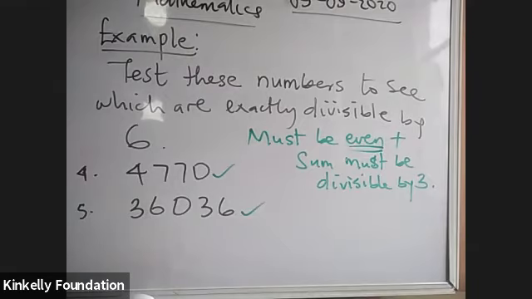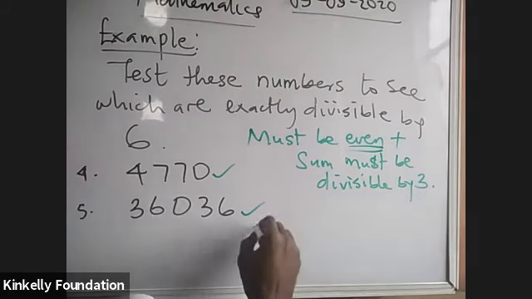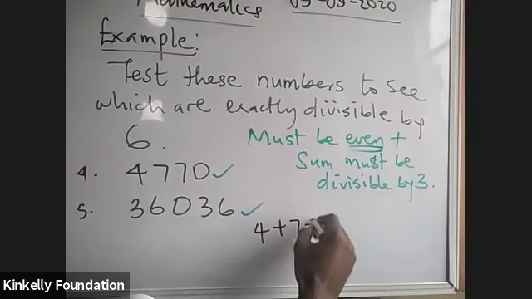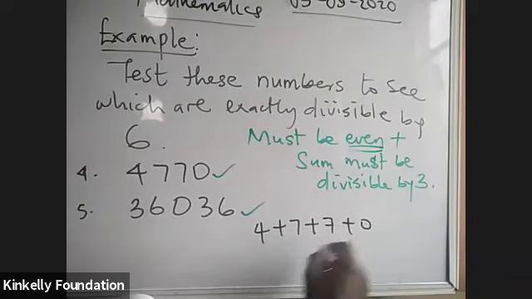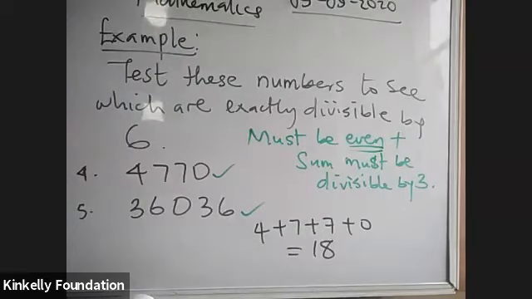Now the second one is that the sum must be divisible by 3. Let us add these digits. 4 plus 7 plus 7 plus 0. 4 plus 7 is what? 11. 11 plus 7 is 18. 18 can be divided by 3. So the second rule is met for this.